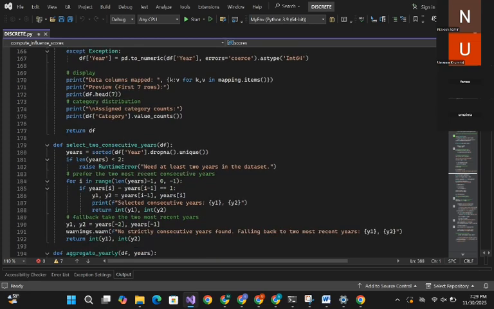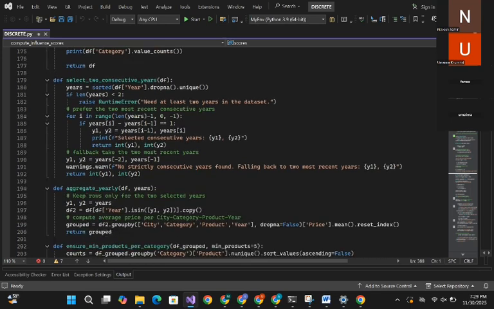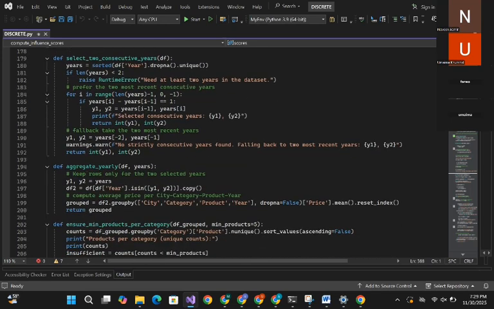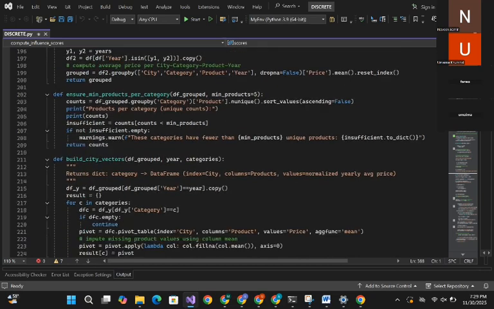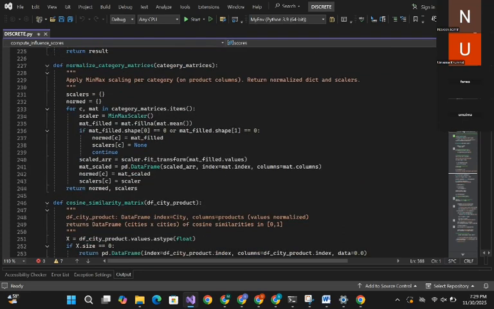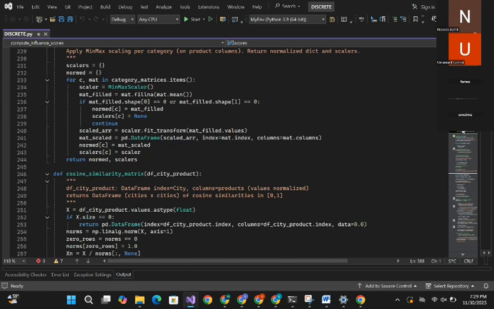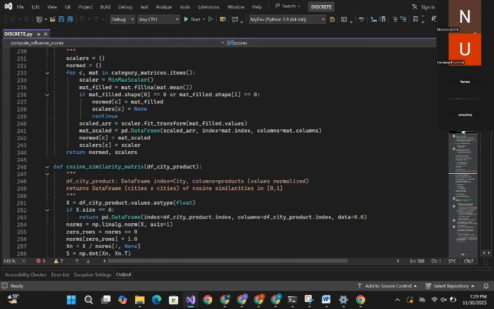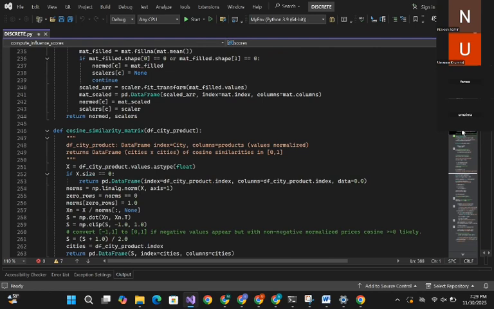This is important because cosine similarity depends on scale consistency. Then comes the cosine similarity function. In the cosine similarity function, I calculate the dot product of vectors and divide it by their magnitude. This gives us the similarity matrix for each category and year. So basically, my code prepares the data and computes the similarity values that the entire project is built on.